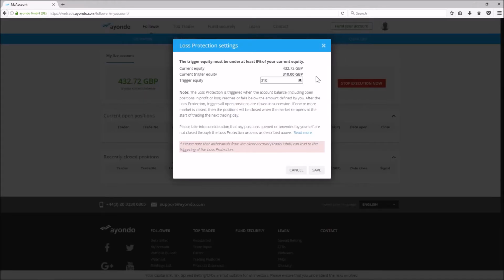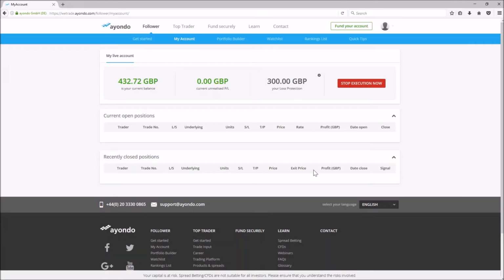So what I can do, I can set it, it's got to be at least 5% away from my account balance. So my account balance is 432. So if I say, well, if my account balance drops to £300, close out all open positions and stop following any new trades. So it's a way of limiting the risk. So if I click on save, that's it, it's done. So now I've got the stop loss effectively on my account at 300. I'm waiting to see what trades they do, and as soon as they do a trade, then that trade will be carried out on my account in real time.